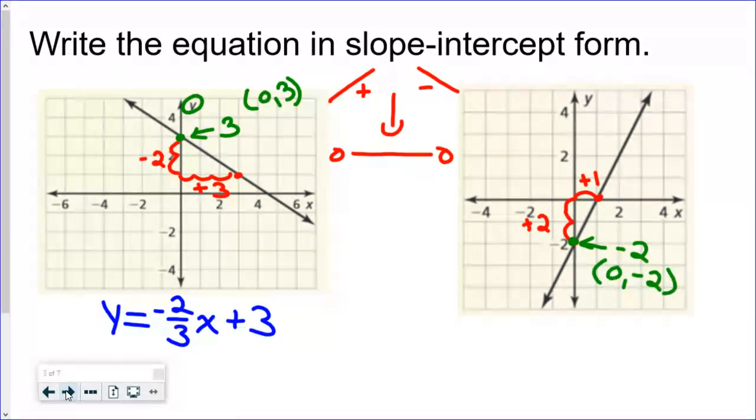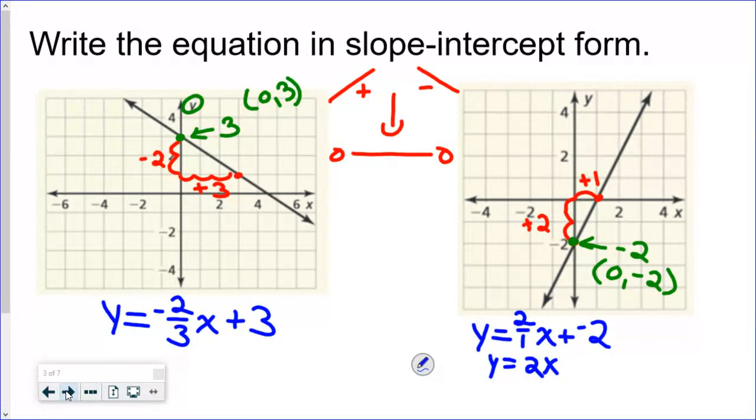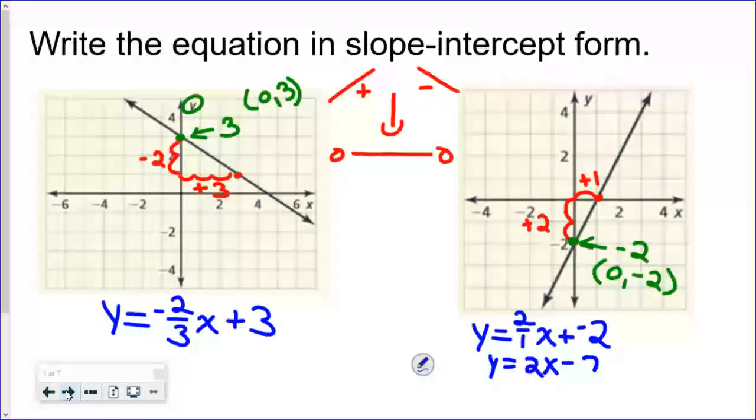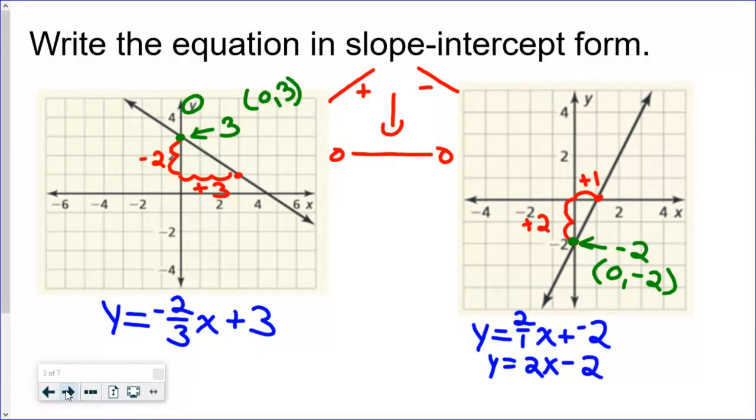So when I put it together, my slope-intercept form is y equals rise over run times x plus b. I could also just say y equals 2x minus 2. And then instead of plus a negative, I could also just write minus if I wanted to. Okay?